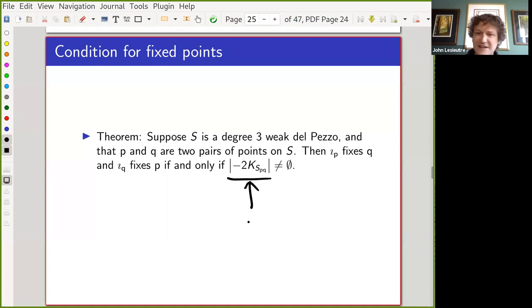All right, I think this is a cool condition for the existence of these fixed points. So the P involution fixes Q, and the Q involution fixes P if and only if the 2 anti-canonical system on the 4-point blowup of the cubic surface is not empty. Note that a cubic surface blown up at 4 points is like P2 blown up at 10 points. It's a pretty complicated rational surface. It's not a del Pezzo. Minus 2k for P2 blown up at 10 points is typically empty. But if you pick the 10 points very carefully, it's not empty.